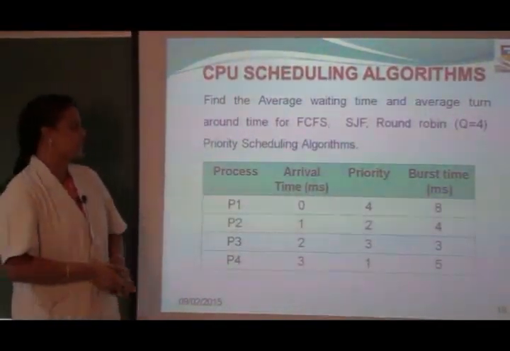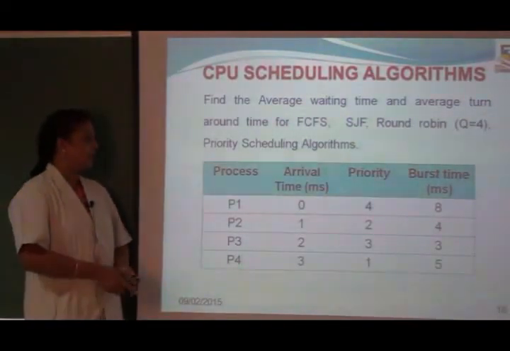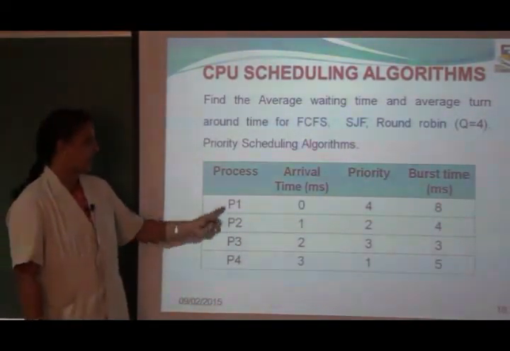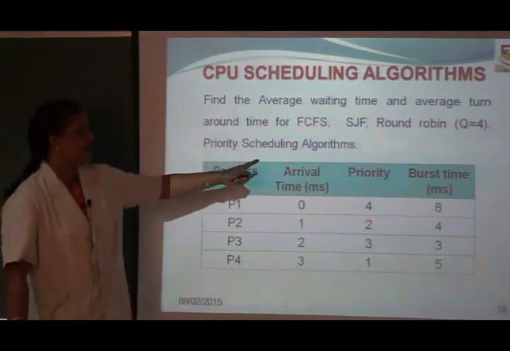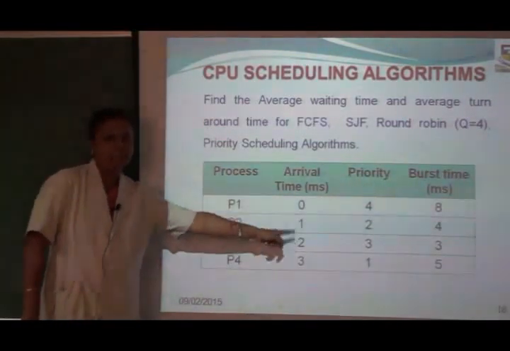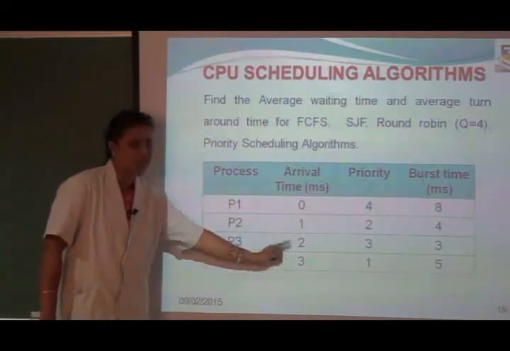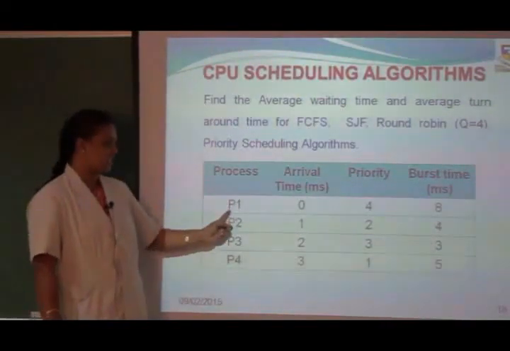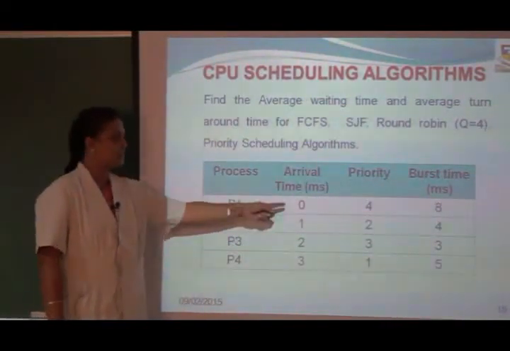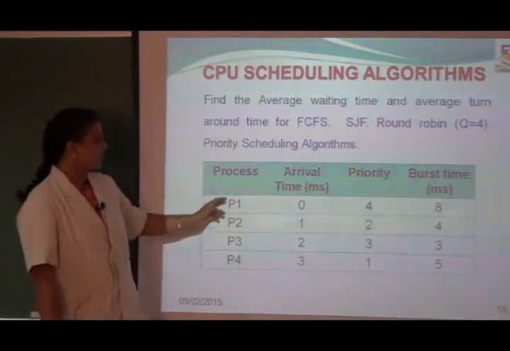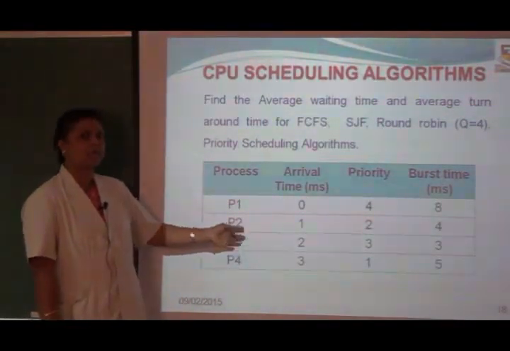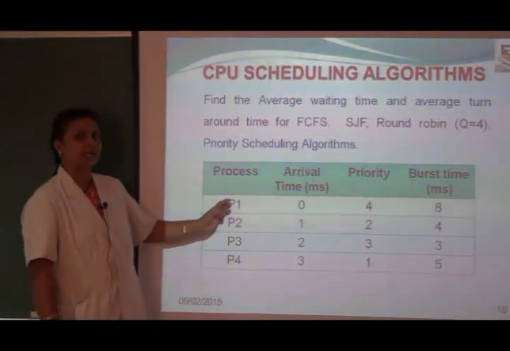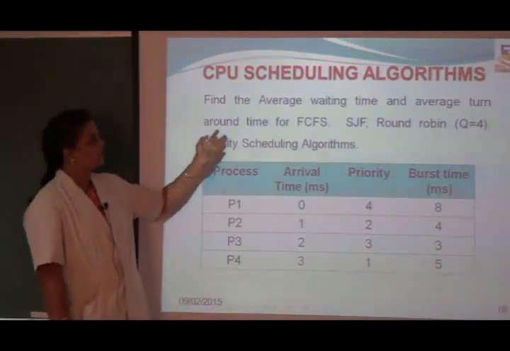So now let us consider a small example here. Four processes are given along with their burst time and their priority, and their arrival time is also given. That is the time at which these processes are placed in the ready queue. So now we'll consider this example and find the turnaround time and waiting time for different algorithms.